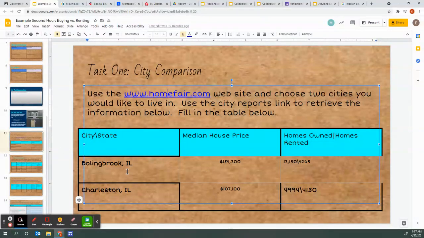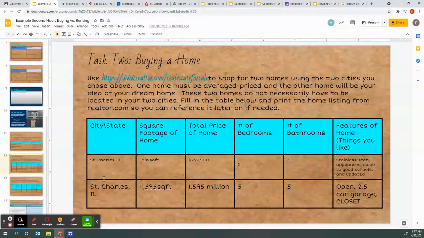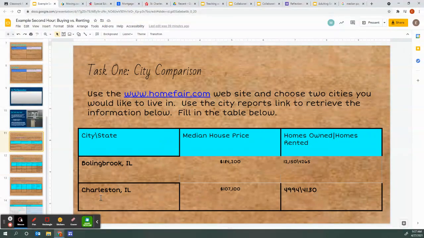Then what we want to do is choose one of those towns to research some housing in. Now I switched it up a little bit just because I wanted to research the cost of housing in St. Charles, Illinois. That's somewhere that I've thought of moving after I retire. But you just want to choose one of these two unless you look at those and you decide, oh, I actually want to look at this one.